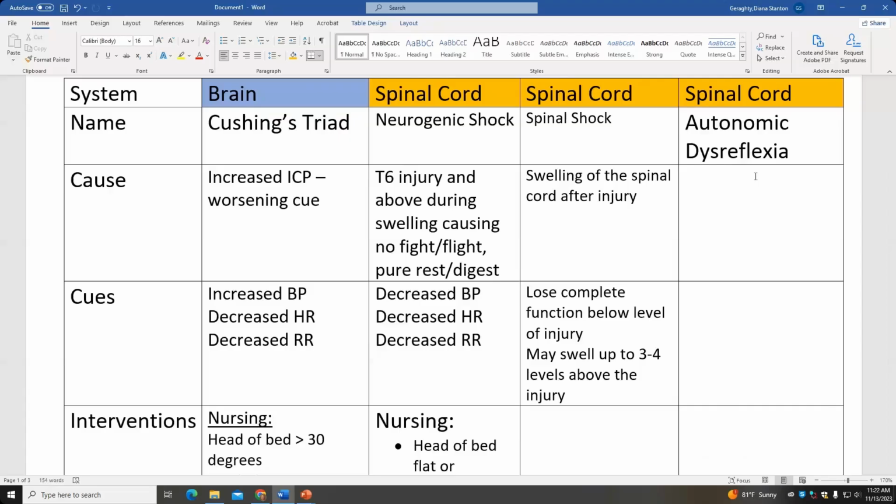because the brain is its own thing. The spinal cord is its own thing. So nothing in the spinal cord is going to raise the ICP. The spinal cord is separate. If you have a spinal cord injury, it does not affect your brain.